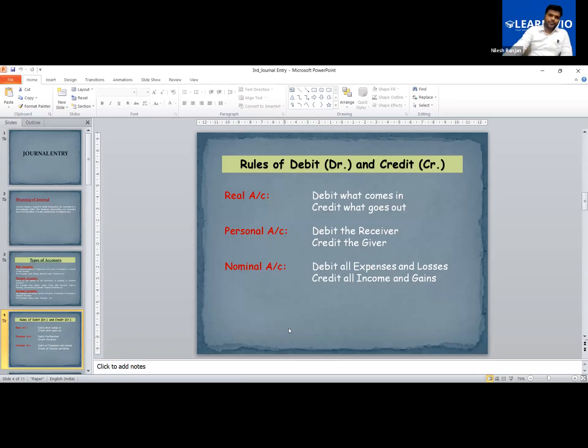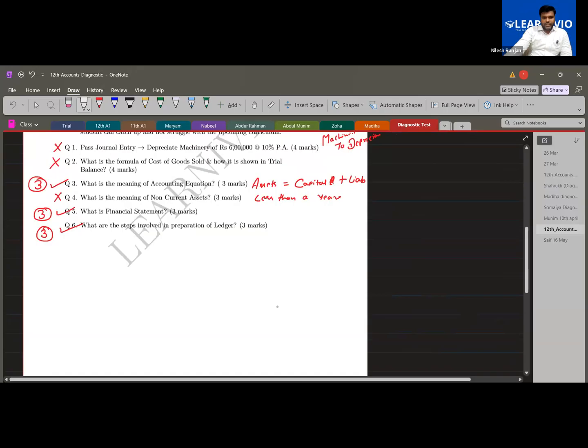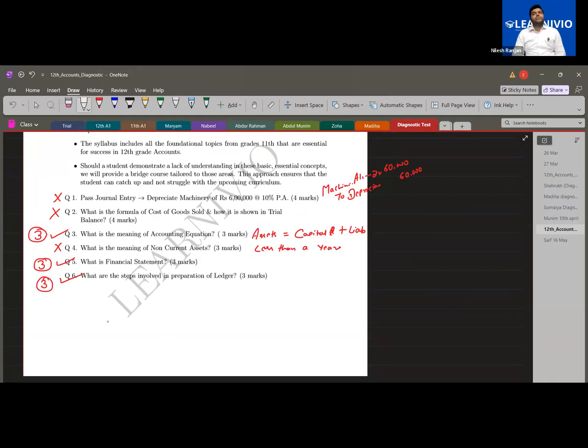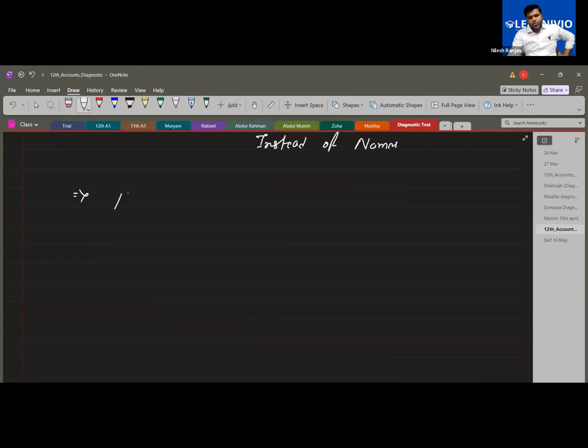Now the second part. After this, there is the ledger. In the ledger question, your answer was almost correct. So that's why I have ticked it. What are the steps involved in preparation of ledger? Actually, there are three steps. The first step is called posting. Posting means transfer of entry from journal to ledger.